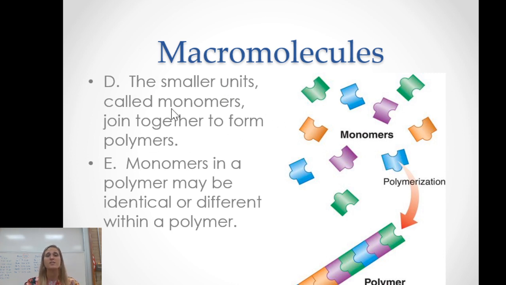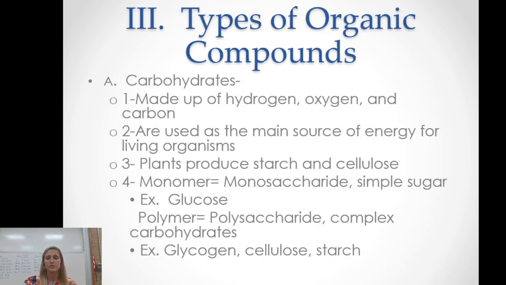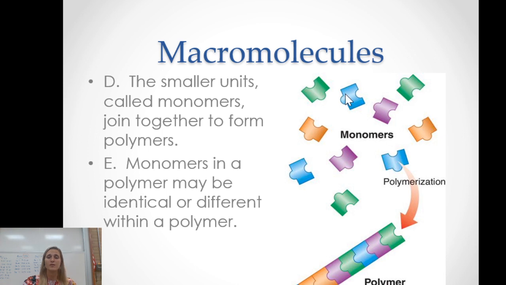A monomer is a small unit that can join together to form a polymer. So a monomer, like in this picture, is a single unit that when you put it together with the other monomers, they fit together and they form a polymer, a bigger molecule, okay? So again, a monomer is a building block. It's a single unit that's going to join together to form a polymer, to form a large molecule.